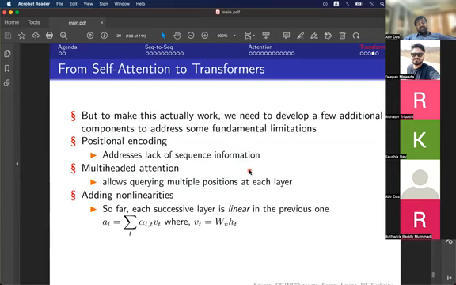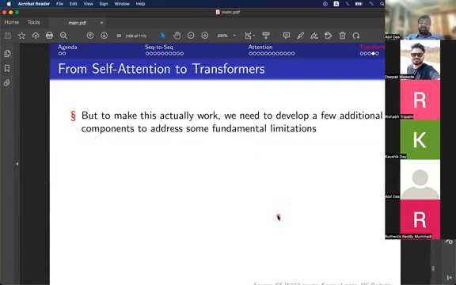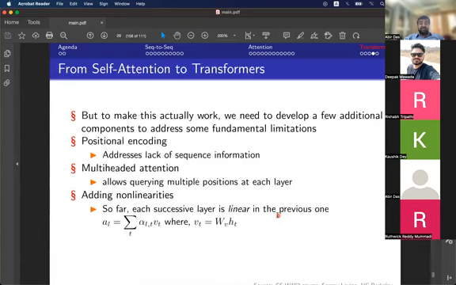And adding non-linearities, and this is very important. So far, each successive layer is linear. By linear, what I mean is that this VT again is computed in a linear way, WV into HT. So this may be limiting in terms of its representational capacity. So we will see how to increase this by introducing some non-linearities.